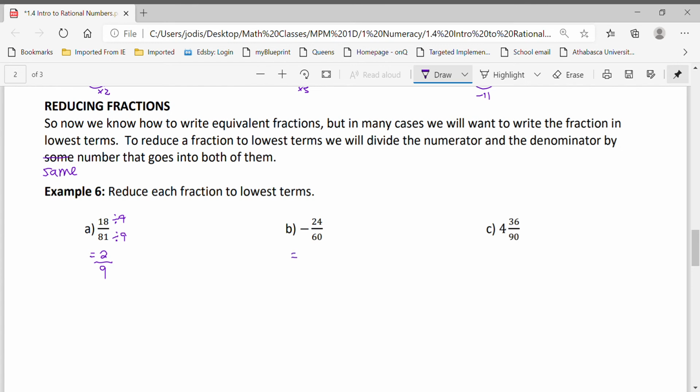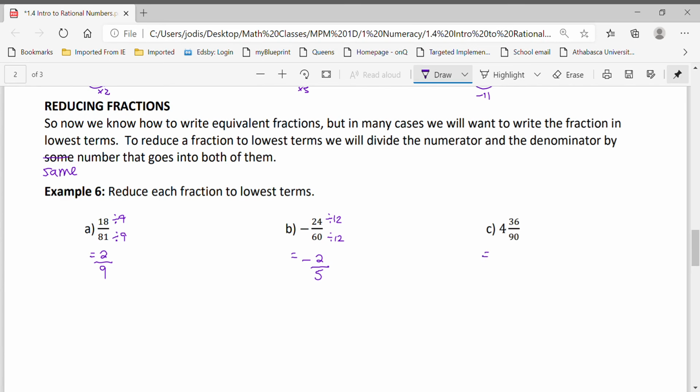In the second example, 24 and 60, well, we know our answer is going to be negative because we shouldn't be changing that. Both of them can be divided by 12. So if we divide top and bottom by 12, we get 2 over 5. And again, smallest number that we can possibly get.